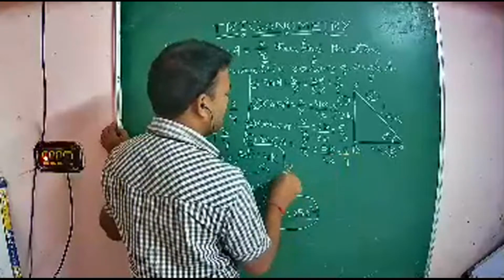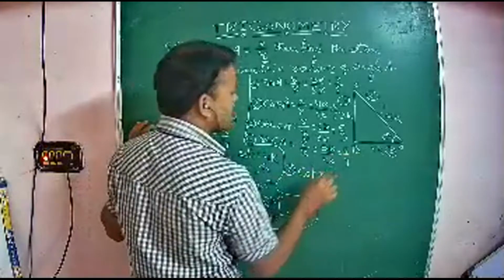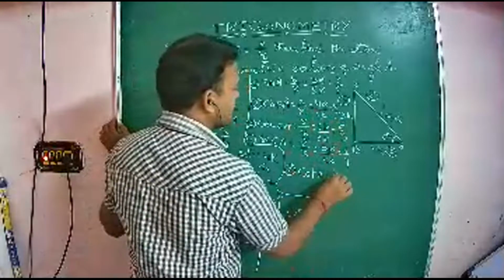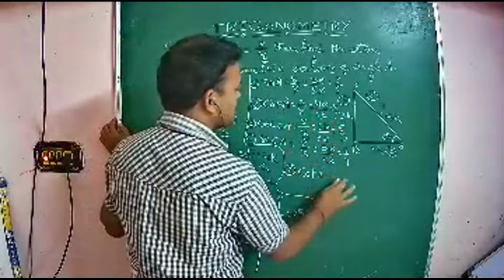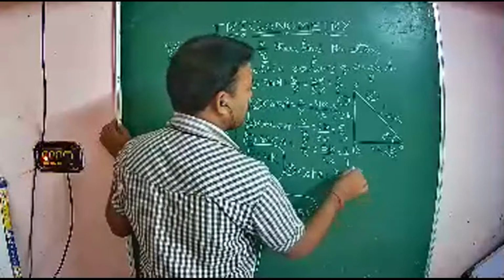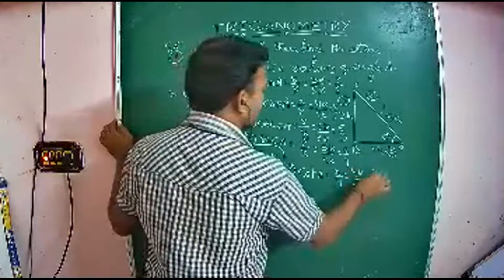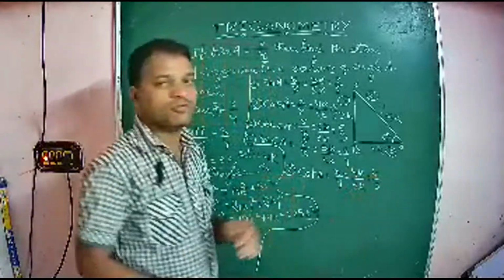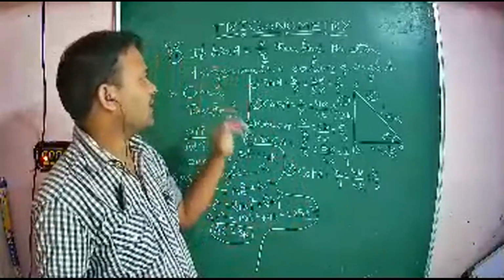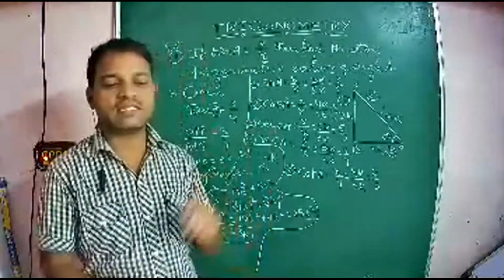Then the fifth one is cot A. Cot A means adjacent side by opposite side, which is x by y. Adjacent side x is 4k and the opposite side is 3k. The k's cancel, and it is 4 by 3. So these are the other trigonometric values when tan A equals 3 by 4 is given. This is the problem, students.